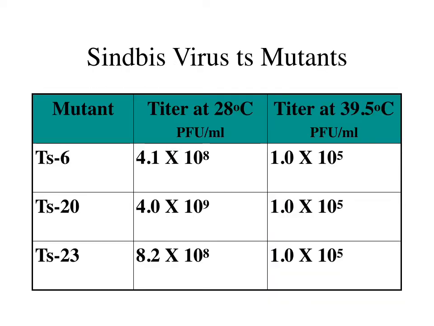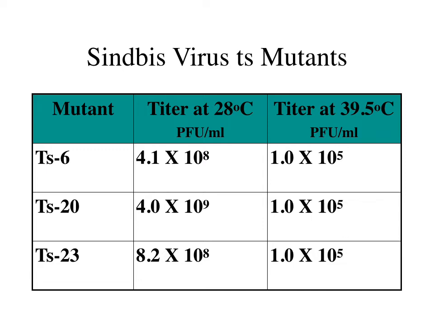Here's an example of this. With Sindbis virus, they found a number of different temperature-sensitive mutants. And remember that Sindbis is an arthropod-borne virus, so it moves between an arthropod host and a vertebrate host. So they'll look at 28 degrees centigrade as a lower temperature and 39.5 degrees centigrade as the higher non-permissive temperature.